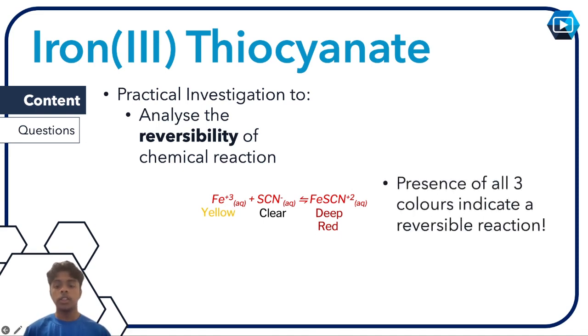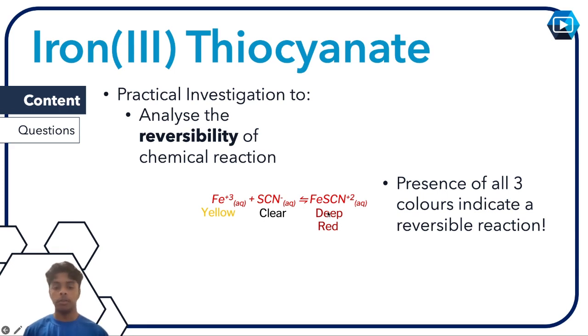So the presence of all 3 colors, what will that indicate? It will indicate a reversible reaction, because this is a bidirectional arrow, right? If this was a unidirectional arrow, and we add yellow and clear substances, which are iron and thiocyanate, together, they should fully react to form iron 3 thiocyanate, assuming that we add them in the correct ratios. But because this is a reversible reaction, even if we add them in those correct ratios, we'll see all 3 colors being formed. We'll see a bit of deep red, a bit of yellow, and obviously we won't really see the clear parts, but we'll see a mixture of these colors, and that indicates that all 3 substances exist.